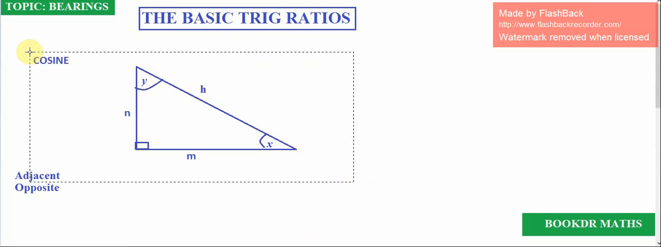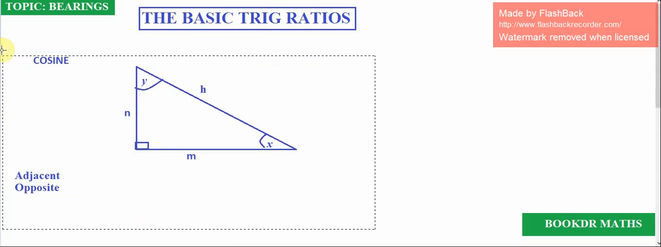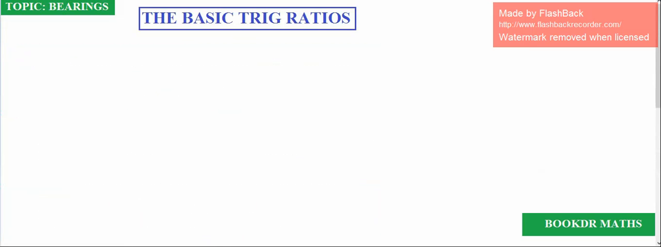I hope you have heard the common acronym that people have been saying. It summarizes all the trig ratios. It means sine theta is equal to opposite over hypotenuse. Cos theta is equal to adjacent over hypotenuse. And tan theta is equal to opposite over adjacent. So you take note of this acronym.